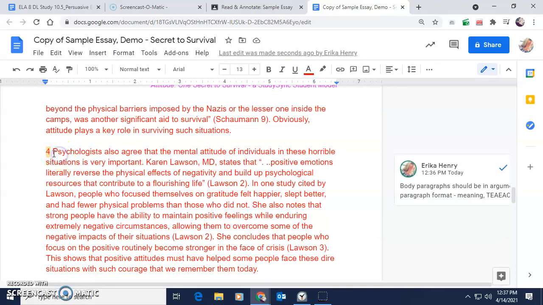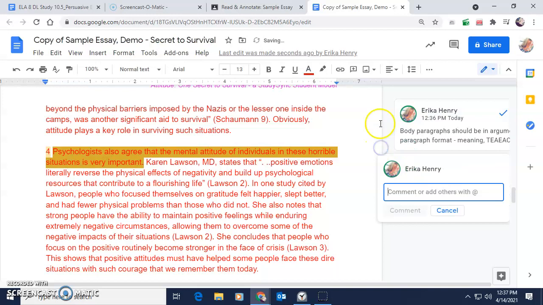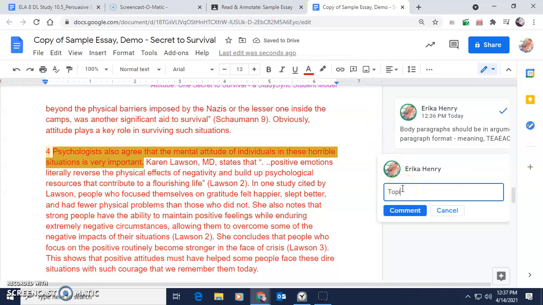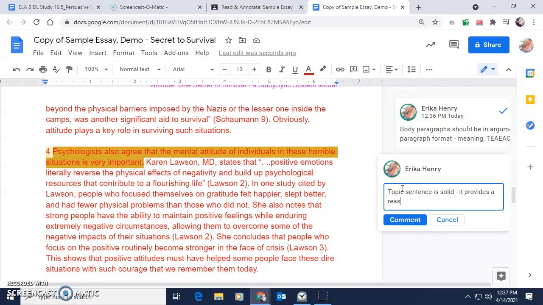Our first sentence, psychologists also agree that mental attitude of individuals in these horrible situations is very important. That's a solid topic sentence. This is a reason that helps to support the thesis of this essay. So let's make that side note. Go ahead and click the plus sign. Again, you can pause if you need to. Topic sentence is solid. It provides a reason that supports the thesis of this essay.